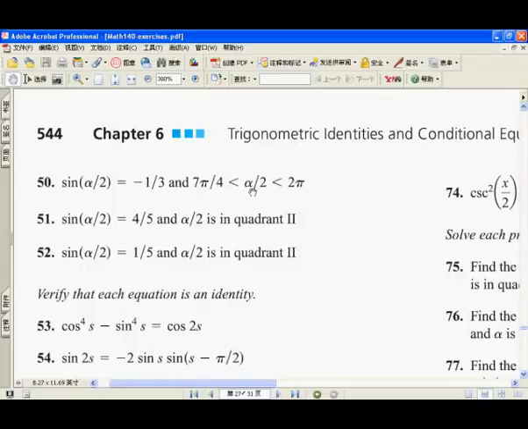Now let's look at page 544, problem 51. In this problem, we know the sine of this half angle and also know the position of this half angle. Then we need to find the other 6 trigonometric functions at the angle alpha.